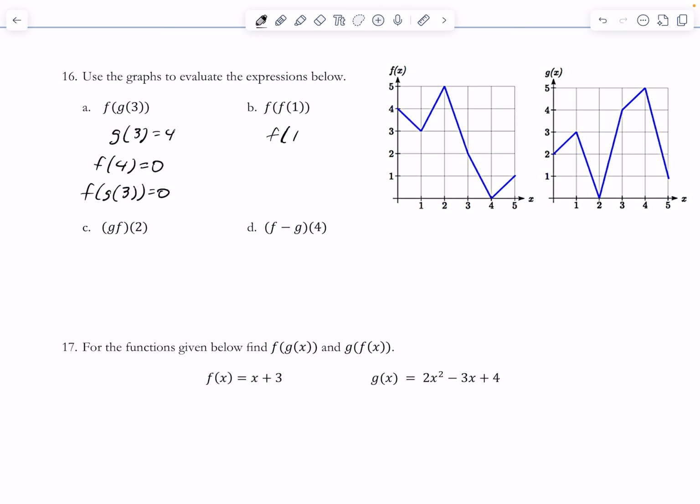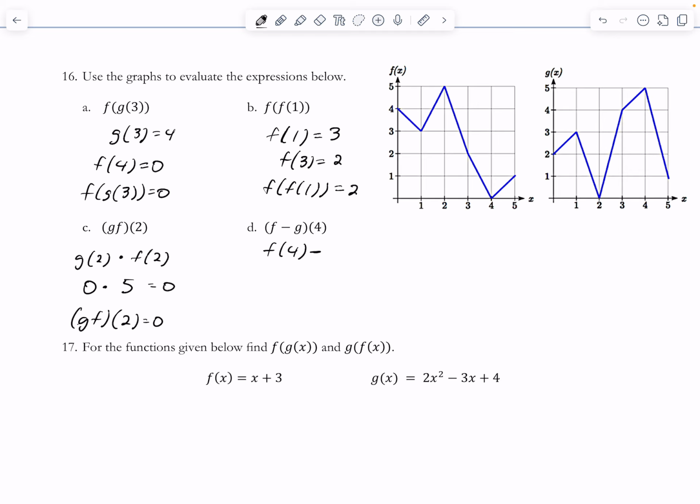F of f of 1, we're going to start with f of 1, which is 3. Then do f of 3, which is 2. So f of f of 1 is 2. All right, this one is multiplication. So g of 2 times f of 2. So g of 2 is 0 times f of 2, which is 5. 0 times 5 is 0. So g times f of 2 is 0.